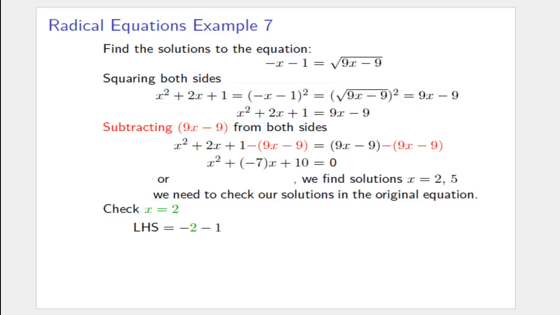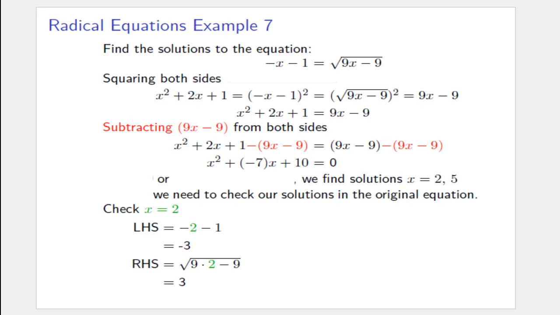On the left-hand side, we have negative x minus 1, which is negative 2 minus 1, which is negative 3. While on the right-hand side, we have the square root of 9 times 2 minus 9, which is 18 minus 9, which is 9, which when we take the square root is just 3. The left-hand side and the right-hand side are not equal, so x equals 2 is not a solution.